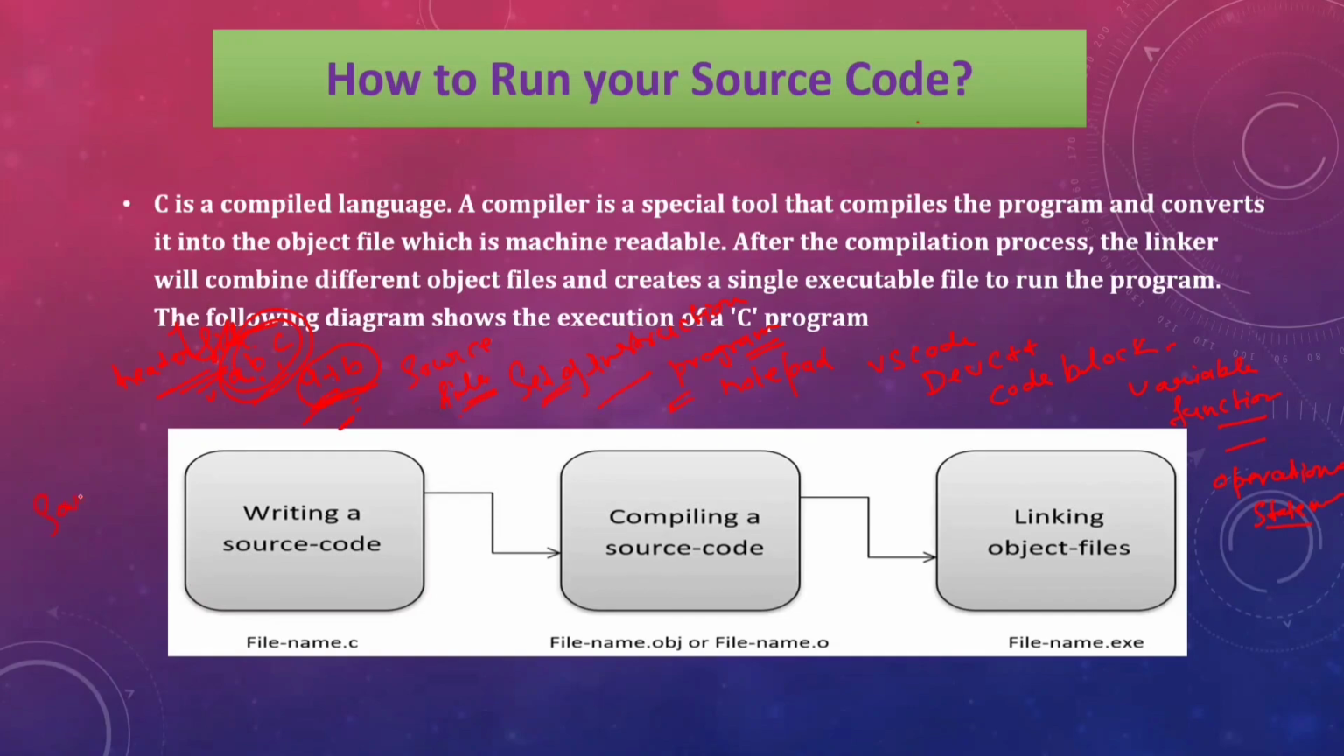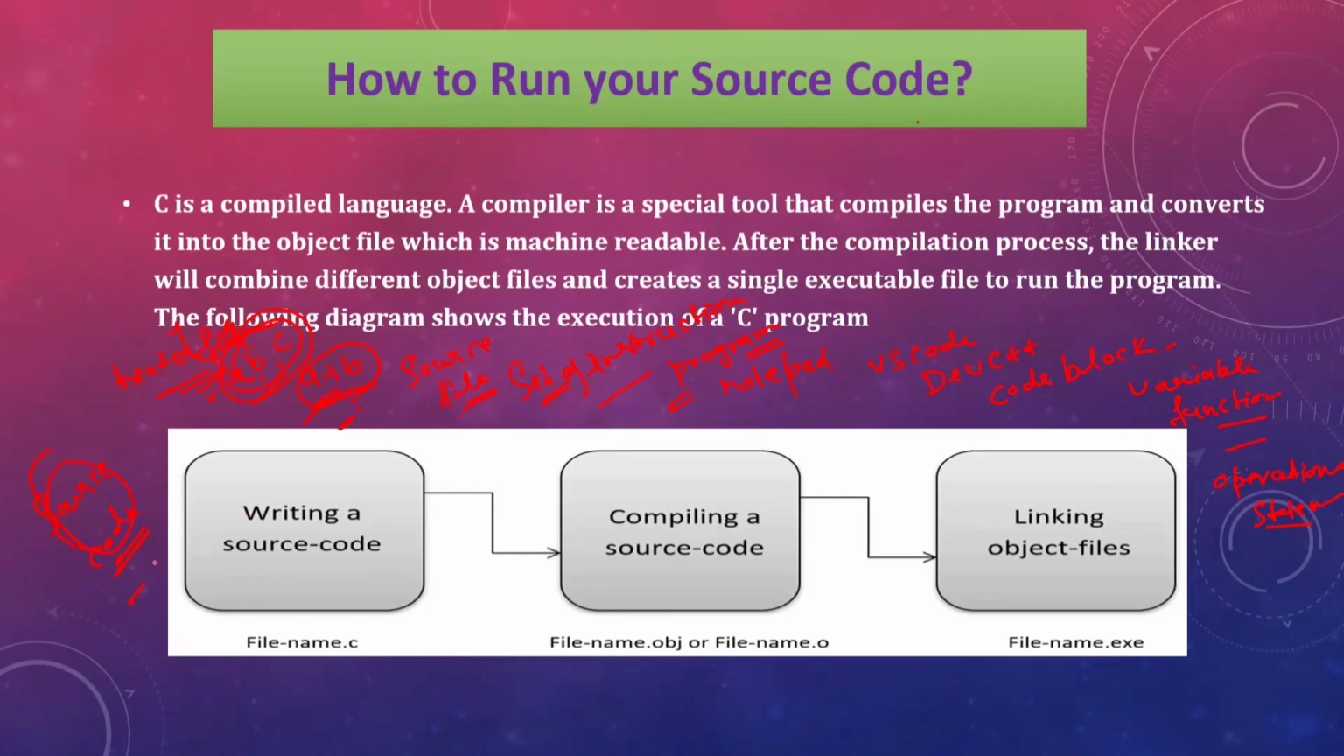I hope you understand what source code is. In any programming language, you have to create a source code, then save it, then compile it and run it. There are some fundamental steps to create source code, compile it, and run it. Now let's understand these steps one by one in detail.